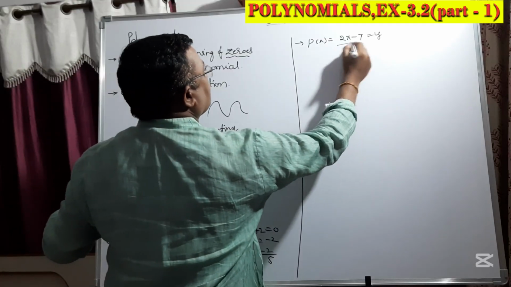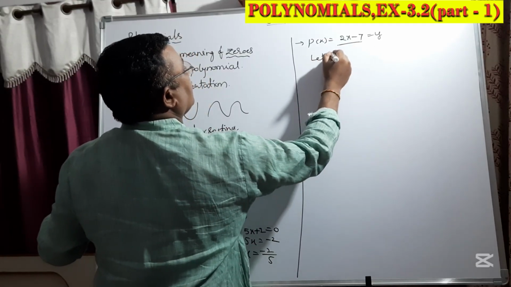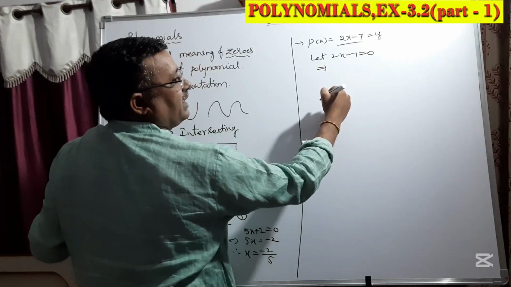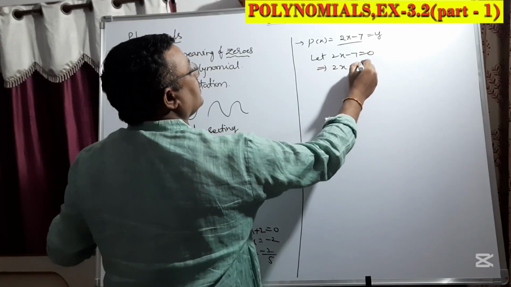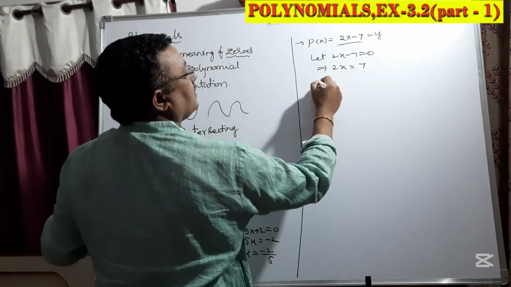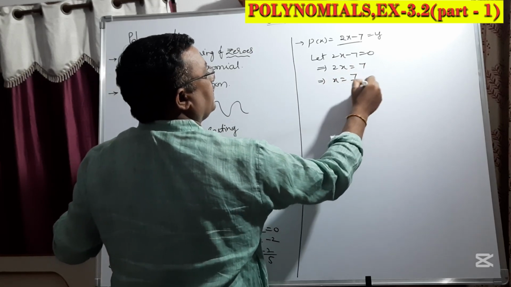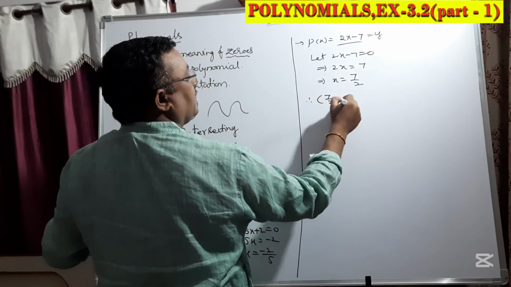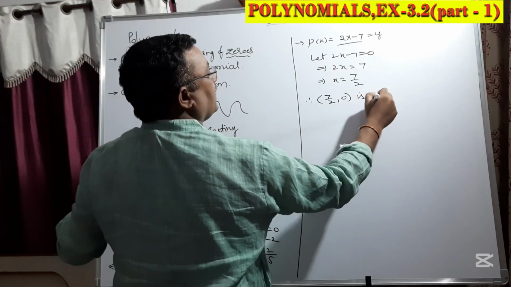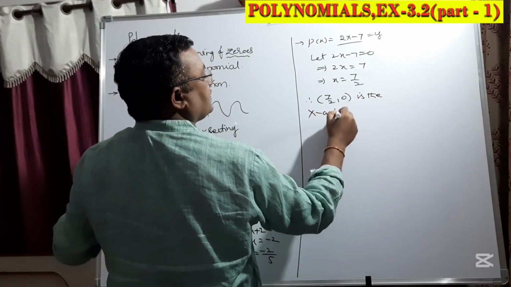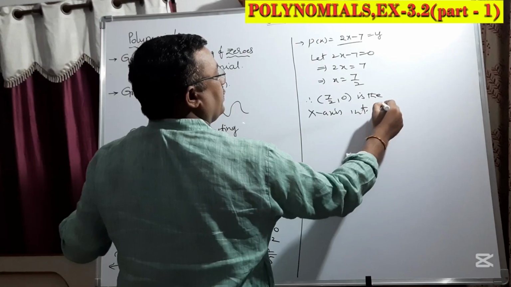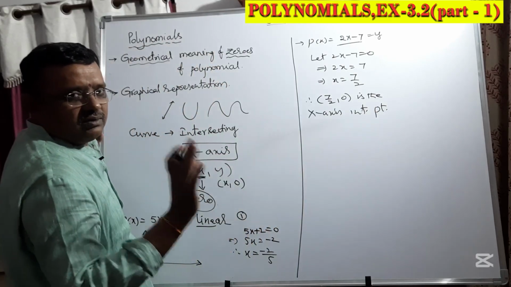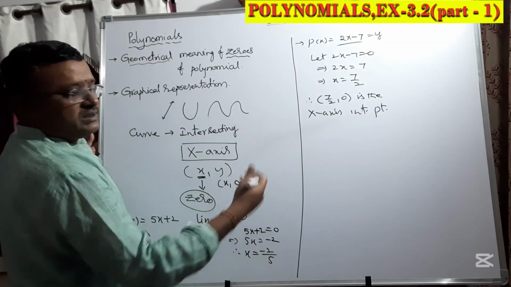Let us consider this polynomial equal to 0. Automatically, you will get the variable value: 2x = 7, which implies x = 7/2. Therefore, the ordered pair (7/2, 0) is the x-axis intersecting point. Did you understand? This concept is important for bits and 1 mark only. That's why I am telling it fast.